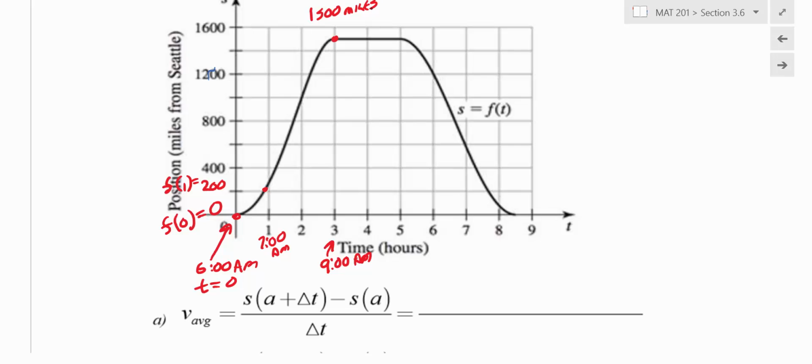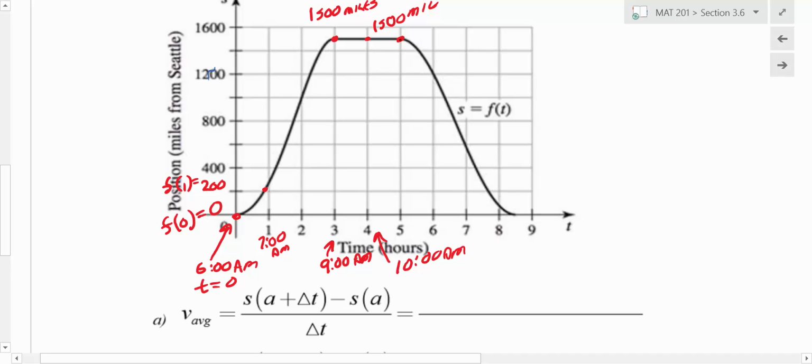Now what's happening is this. Right here, if you go to 10 a.m., how far are you from your original starting point? You're still at the same place. So what do you think happened? You probably stopped for a while. It looks like from here to here, you had to have stopped.